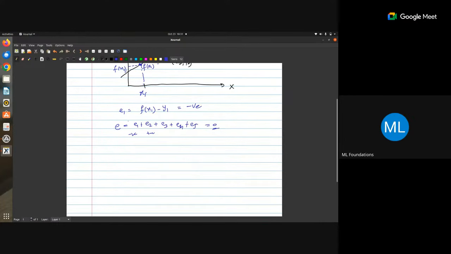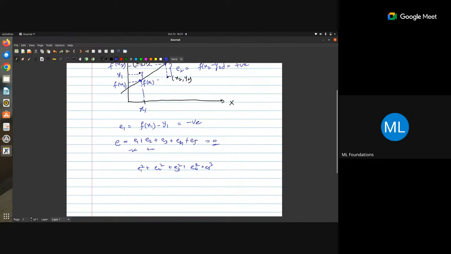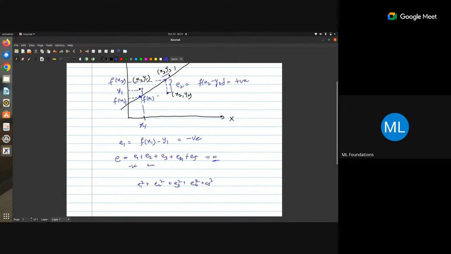So what we do is we square those errors. Sir, instead of squaring, why don't we take the positive modulus? That is also fine, but generally squaring is a better thing to do. We can take the modulus also, but squaring has some proofs to it. We don't go into those details, as they are not included.